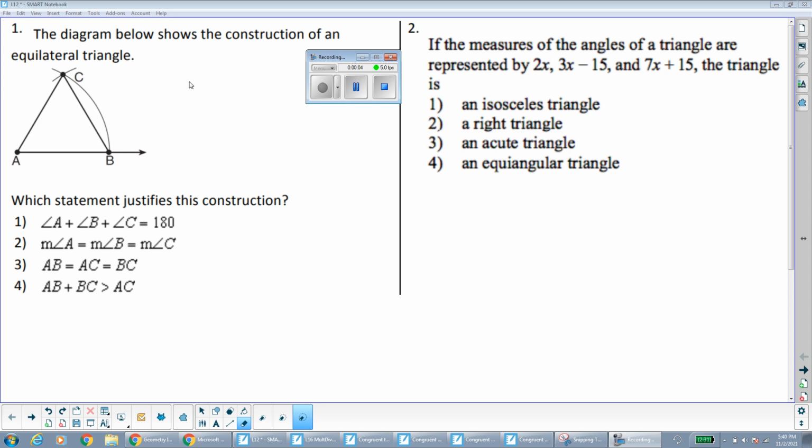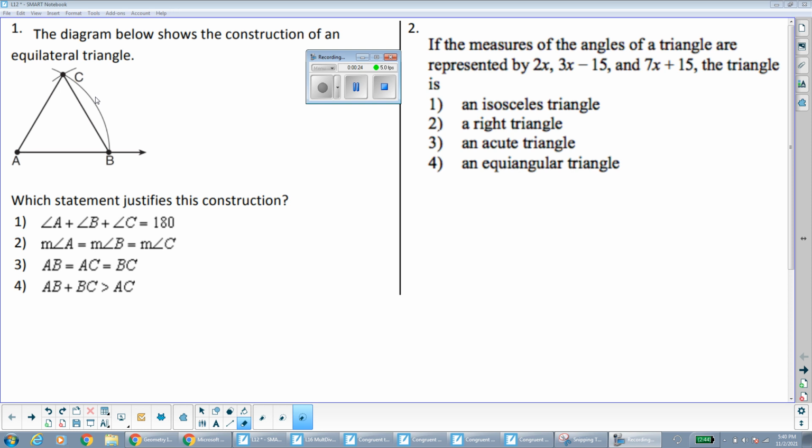If you look at question 1 over here, it says the diagram shows the construction of an equilateral triangle, and we're asked to pick the statement that justifies this construction. If you take a look at the construction marks here and think about when we learned to construct equilateral triangles in class, review your notes on that.